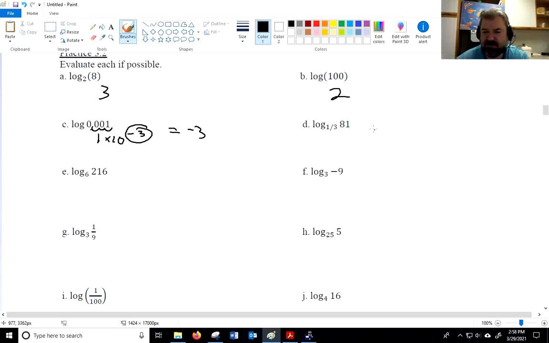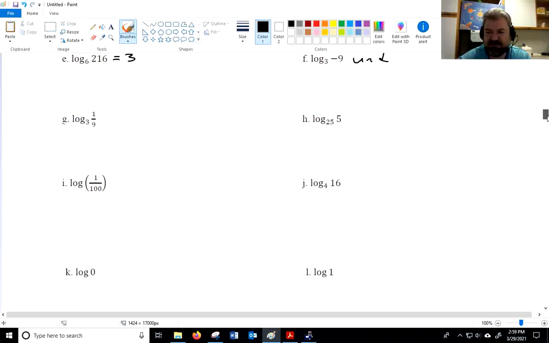The log base 1/3 of 81. 1/3 to what power gives me 81? Well, you can see that they flipped this, right? You can think this is 81 over 1. So we know the answer has to be negative so that it goes from 1 over to being a whole number on top. Then you could just think 3 to what power is 81? We actually already saw that one. It's 4. The log base 6 of 216 is 3. This is undefined because we do not take the log of negative numbers.